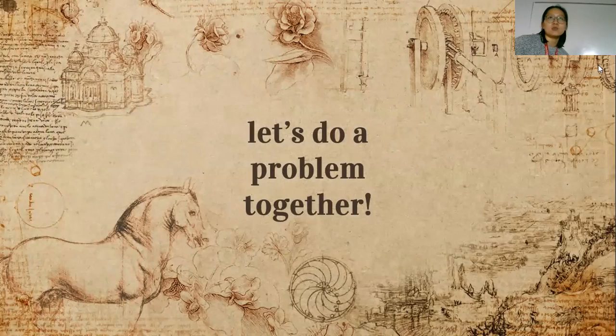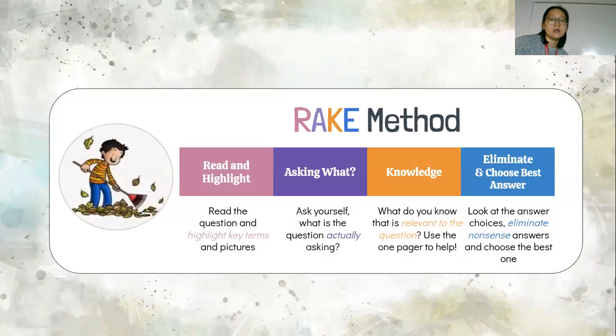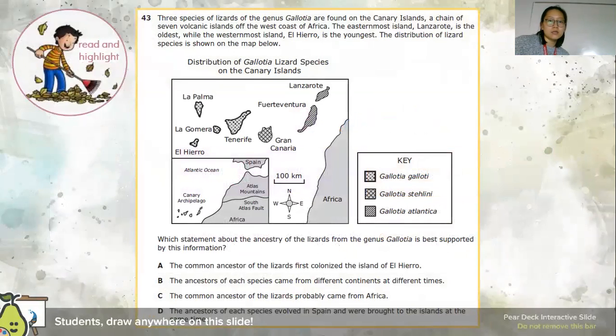Let's do a problem together as practice. We always walk through one together using the RAKE method. So we're going to read and highlight parts of the question that are important. We're going to rephrase what the question is actually asking for. We're going to pull our background knowledge, or if you don't have much background knowledge on this, you're going to look at the note sheet that I asked you to open at the very beginning. And then we're going to eliminate and choose the best answer based on the knowledge we've pulled. So right here, I think this is kind of blocking our info.